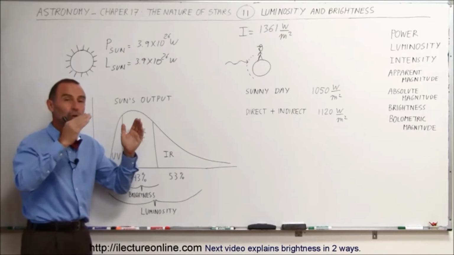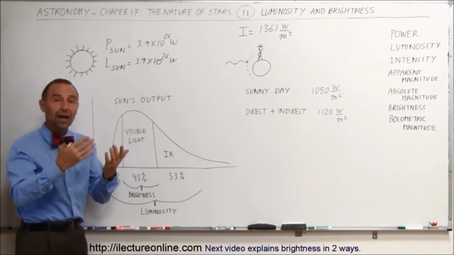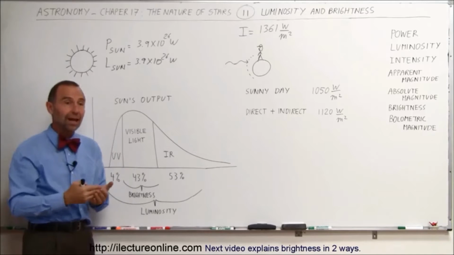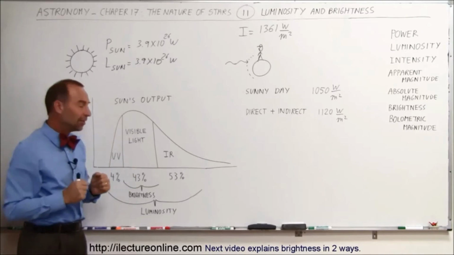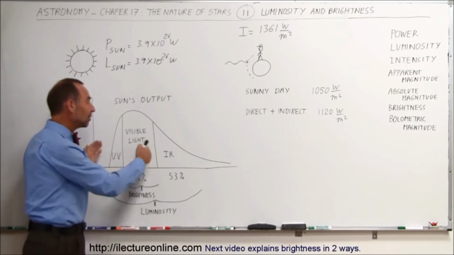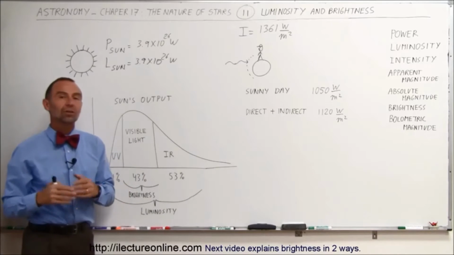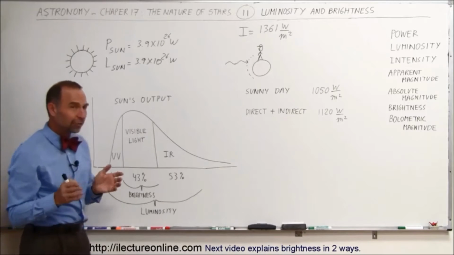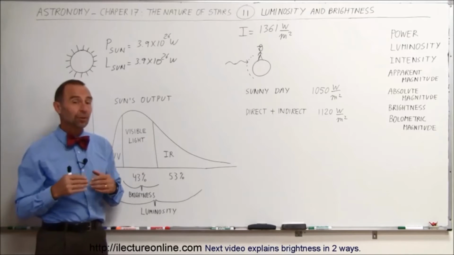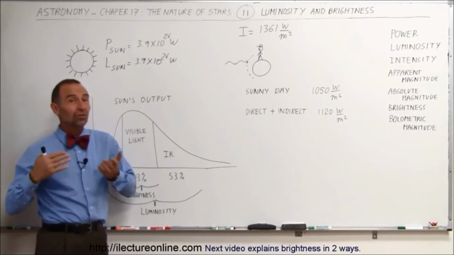Brightness means the total radiation coming to us per unit time, the total amount of energy per unit time, the total number of watts coming to us in the visible light range. And when we talk about luminosity, we talk about all of the radiation coming to us in all the various wavelengths and frequencies. So that varies from star to star quite a bit. For example, Sirius is the brightest star in the sky.